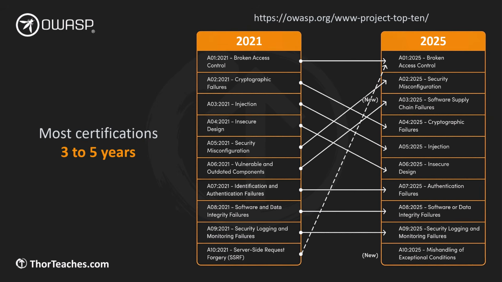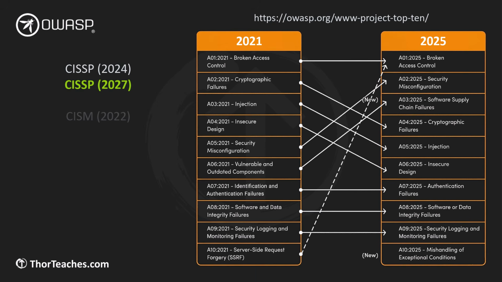Most certifications update every 3 to 5 years. The CISSP was in 2024, so it will not get the new OWASP 2025 version until the next update in 2027. The CISM was updated in 2022, and ISACA normally does 5-year cycles. This time, they are a little early. It is in November 2026.